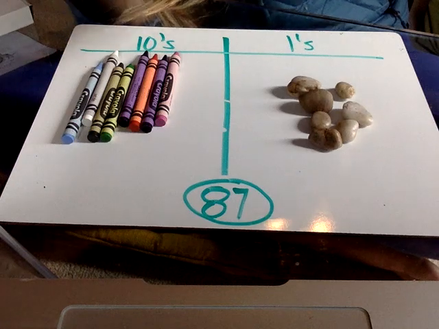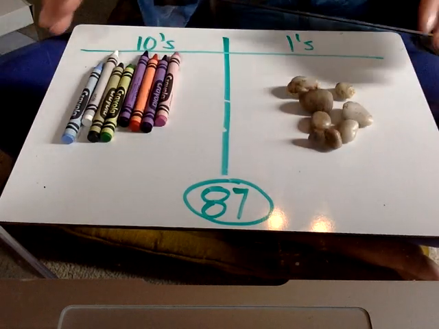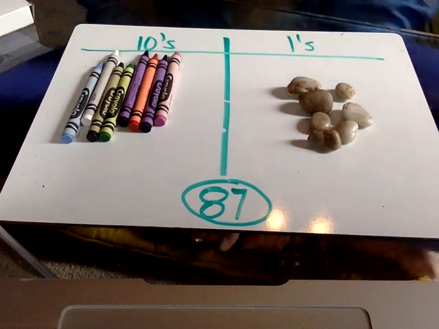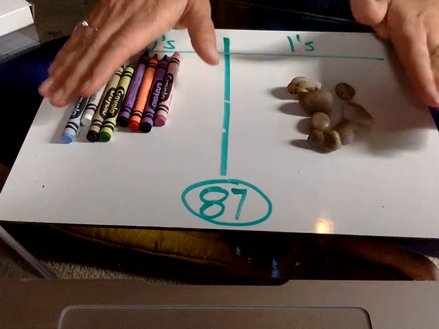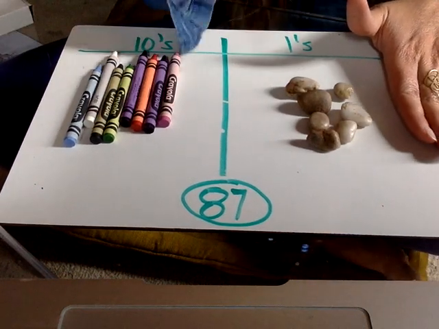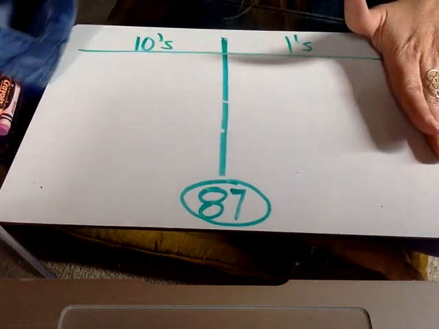1, 2, 3, 4, 5, 6, 7. 7 ones. So here's 87. All right. Nice job. Please build this on your own. 87. Okay, and when you're done, we can put it on pause, and then when you're done, press play, and we'll do the next part.